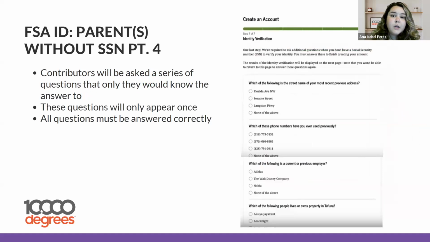So for parents that don't have a social security number, like I mentioned before, once they're putting all of this information, because it cannot be sent to the Social Security Administration, they're going to be asked a series of questions, usually that only they would know how to answer, right? It's going to ask things like, what was the street of your most previous address? It will ask maybe phone numbers that you've used in the past, former employers. Again, it's tied to information that they would know. These questions are only going to appear once.